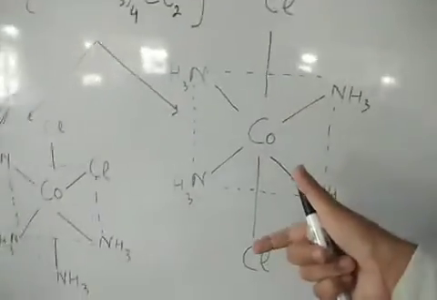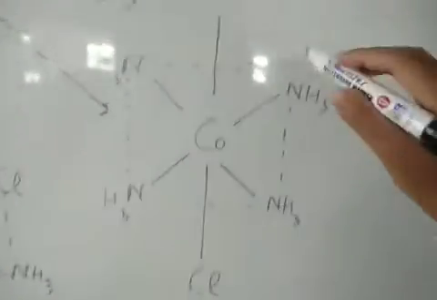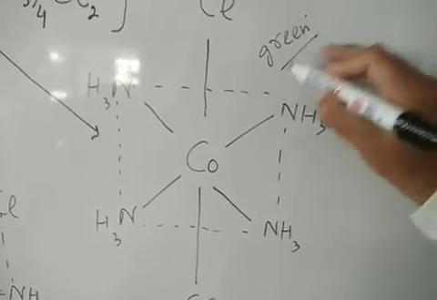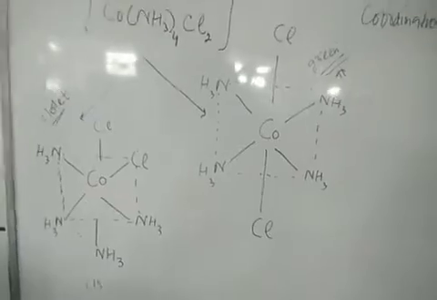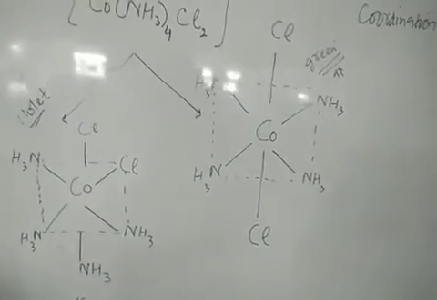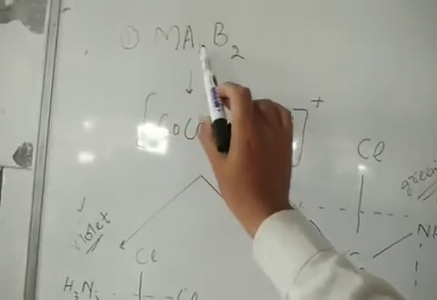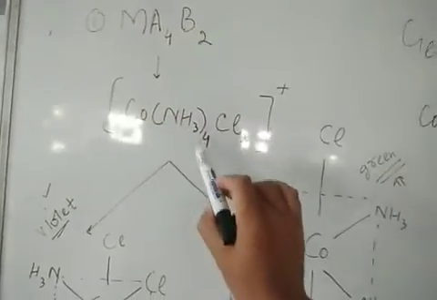So this is called a trans. It was violet, and here this is a green complex. You could see this crystal is green, or you could see the solution as green. So this is one example of cis-trans isomerism in octahedral ML6 complexes. For example, the first type is Ma4B2 type.